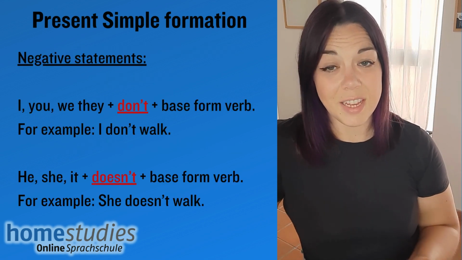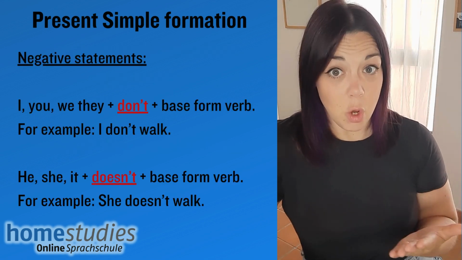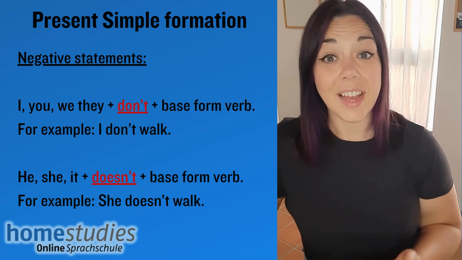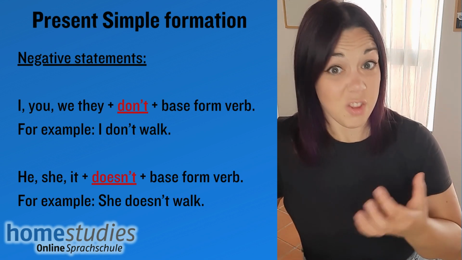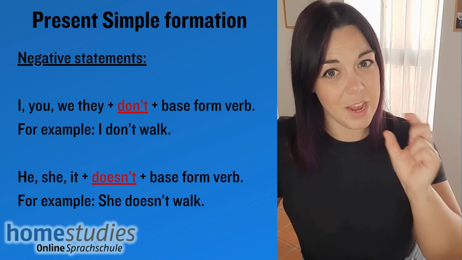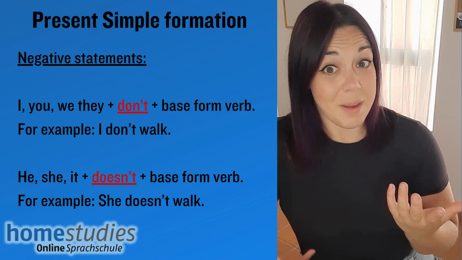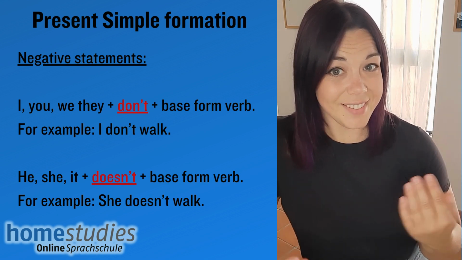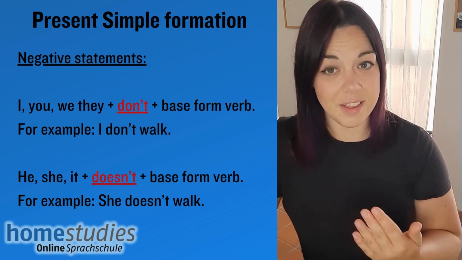For negative sentences, we use don't for I, you, we, or they, and doesn't or does not for he, she, or it. Just watch out for the abbreviated forms. For example, I don't walk. She doesn't walk.